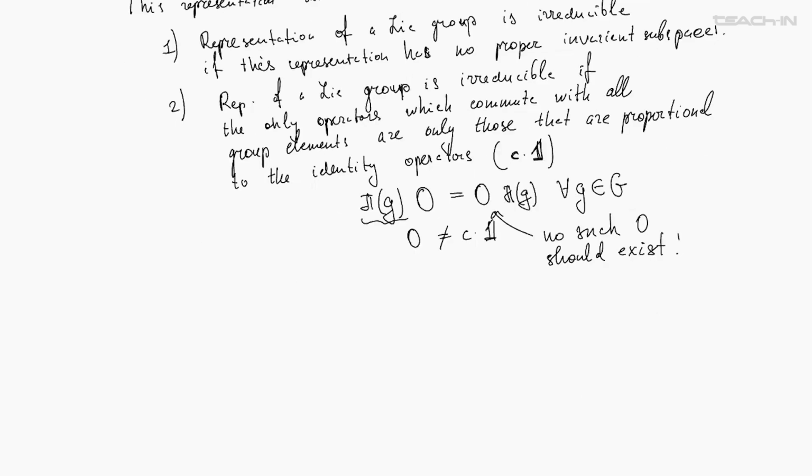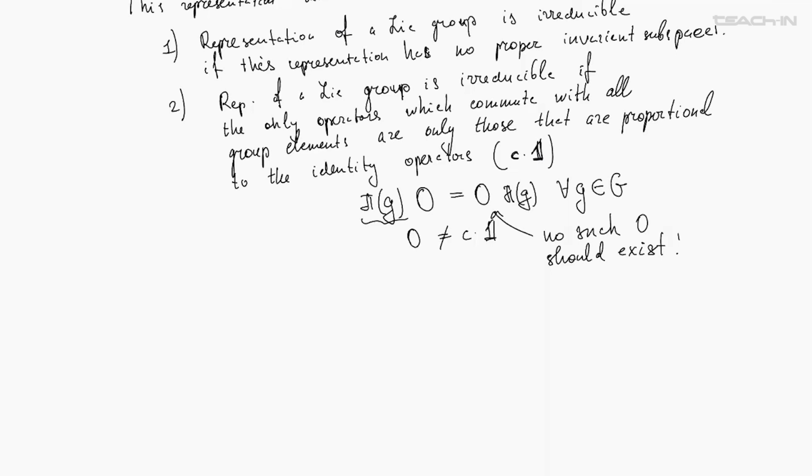And in fact, in representation theory, you prove a theorem that definition number 1 and definition number 2 are equivalent. So this is the same as saying that your representation is irreducible if there is no proper invariant subspace, or the same as saying that the representation is irreducible if the only operators which commute with all group elements are those which are proportional to the identity operator. That's one and the same thing.